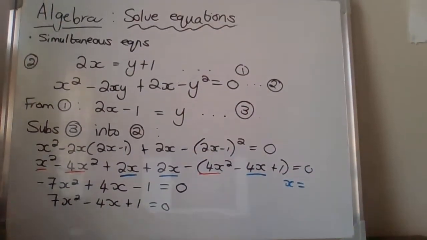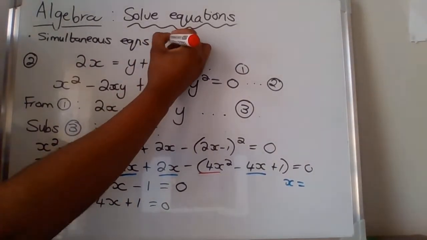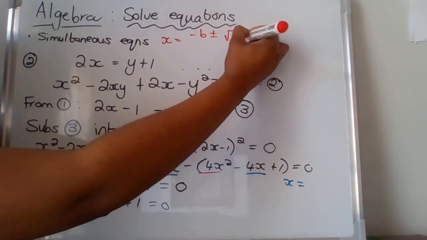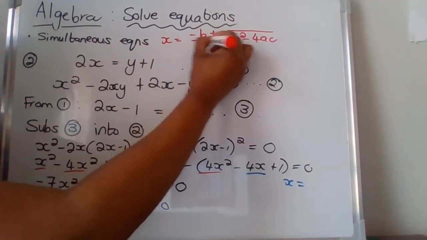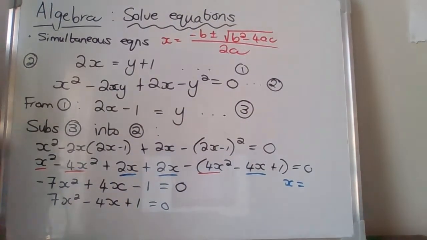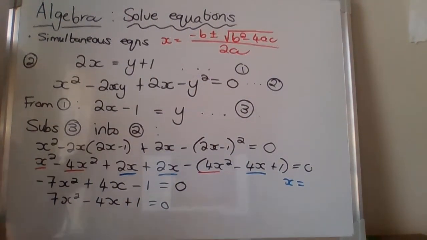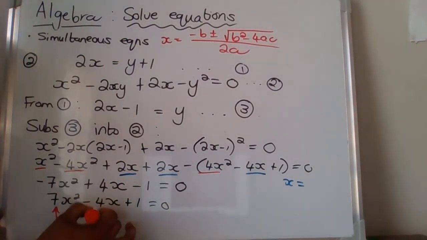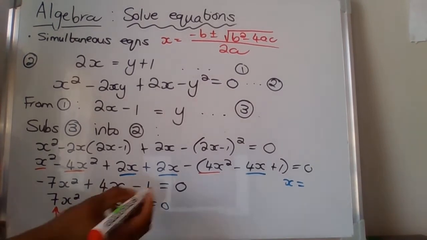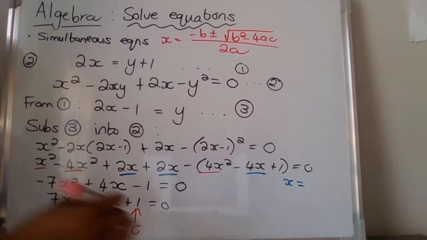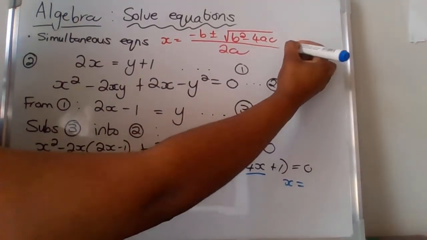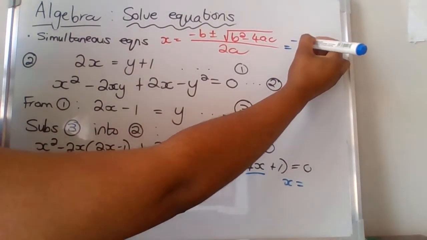All right, so the quadratic formula is x equals minus b plus or minus the square root of b squared minus 4ac, all over 2a. Okay, so now remember, this here represents the a value, this here represents the b value, and this here represents the c value.